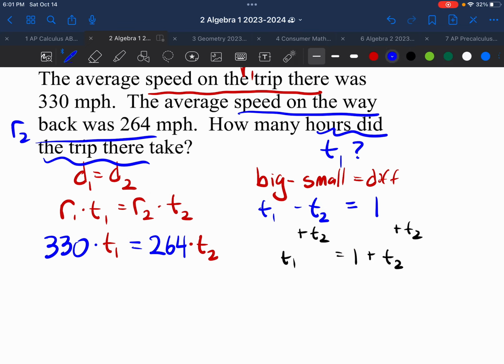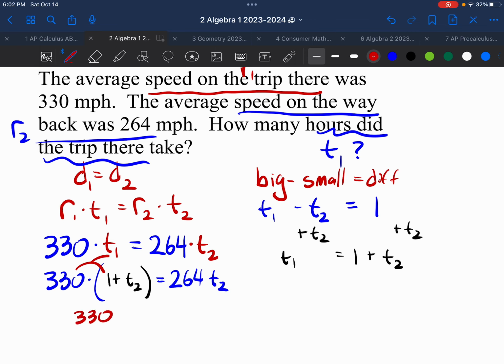So we're going to substitute 1 plus t2 into this t1. When I do that, I'm left with 330 times, and here it comes, 1 plus t2, and then rewrite the rest of the equation, is equal to 264 t2. And then I solve. So again, I'm going to distribute: 330 times 1 is 330. 330 times t2 is a positive 330 t2. From here, I'm going to rewrite the right side. I'm going to say 264 t2, and I need to solve.